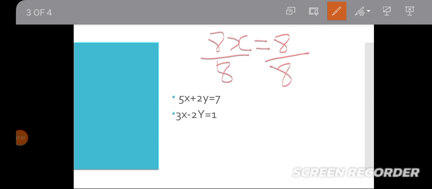And you can already see 8 cancel itself on both sides. So x is equal to 1, right? And now we're going to try to solve for y, because we already figured out that x is 1. So now we're going to solve for y by substituting where the x is, we're going to put 1, because we figured out that x is equal to 1.